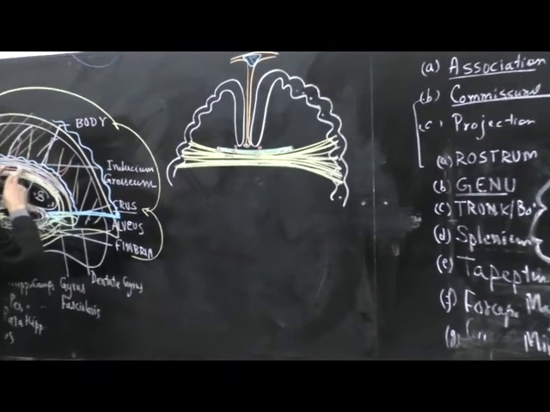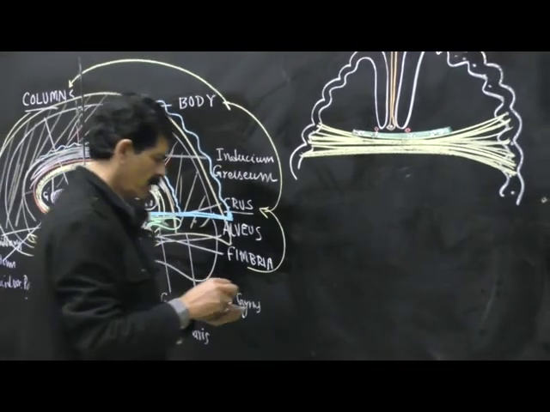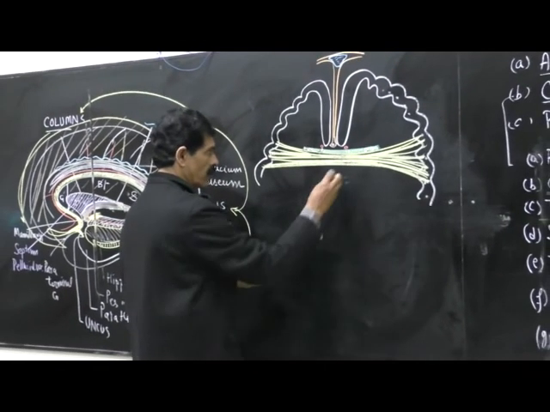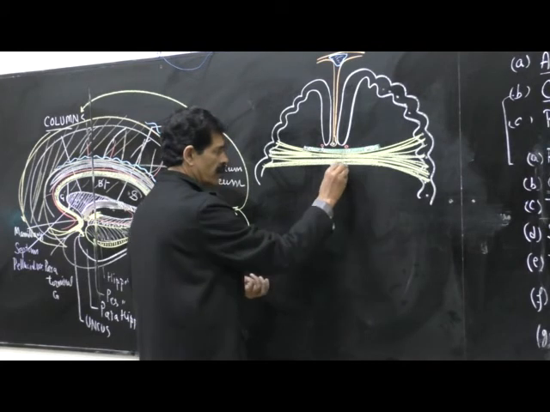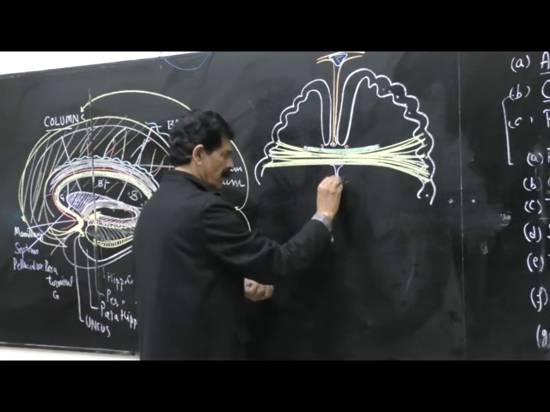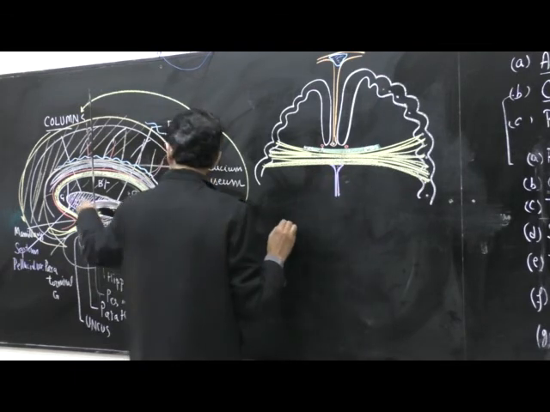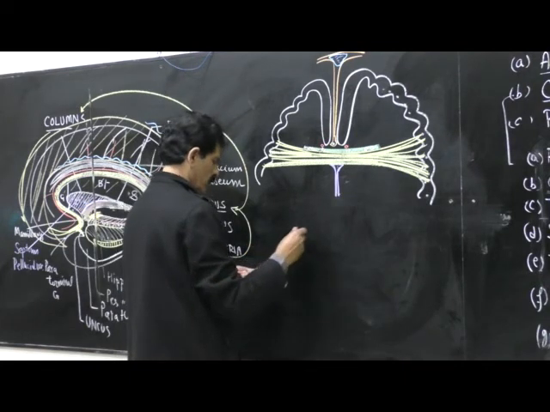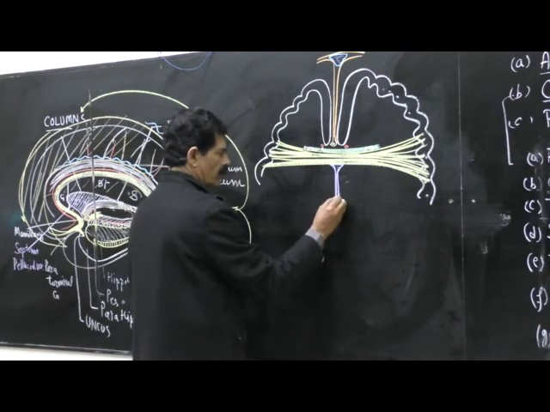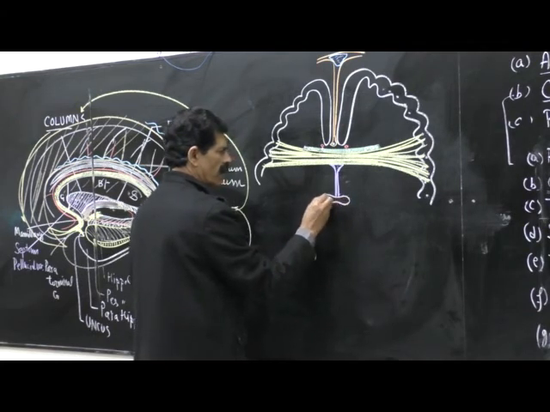Then below the corpus callosum, the under surface is related anteriorly to the septum pellucidum and the body of the fornix. The septum pellucidum is made of two layers, superiorly attached to the undersurface of the corpus callosum, and below attached to the body of the fornix. So this is the body of the fornix, which is made up of white matter.